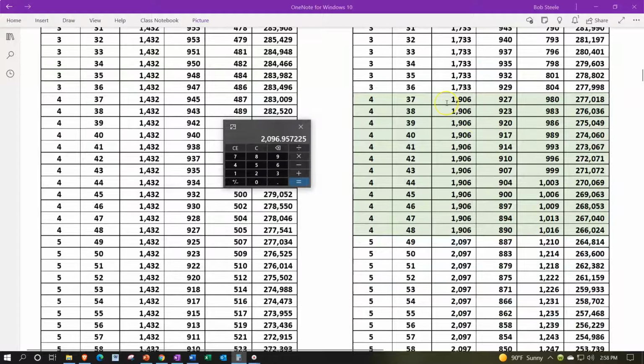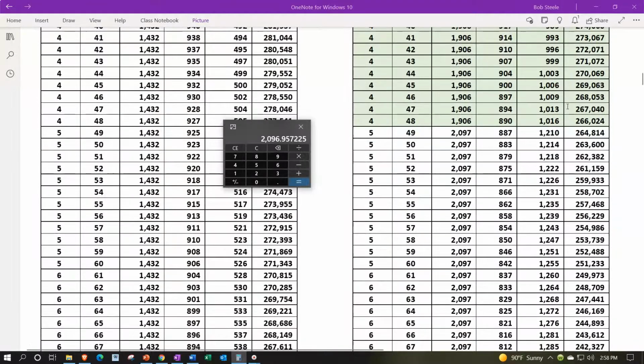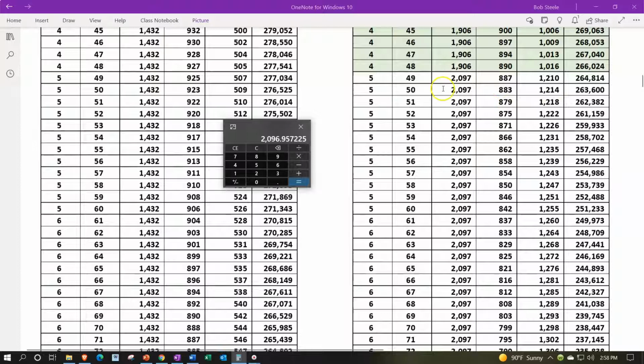In year 4, we increased it to $1,906 for this full year. And that means the same kind of scenario is happening. We're accelerating the decrease in the loan balance. And then in year 5, all the way down to however long the loan goes, we're going to assume we can pay off 2097.